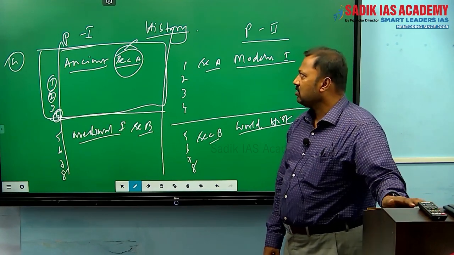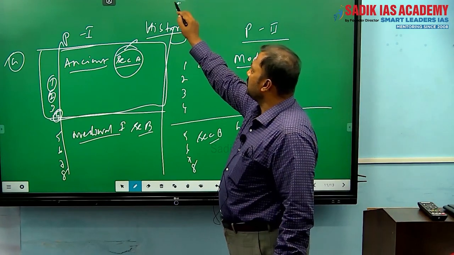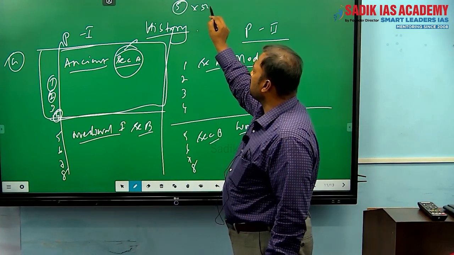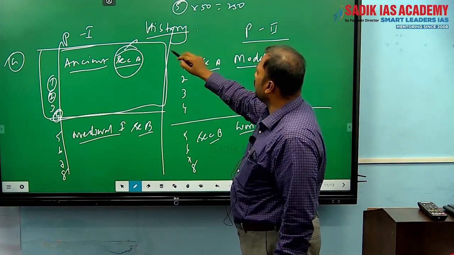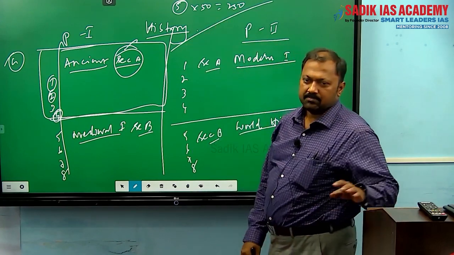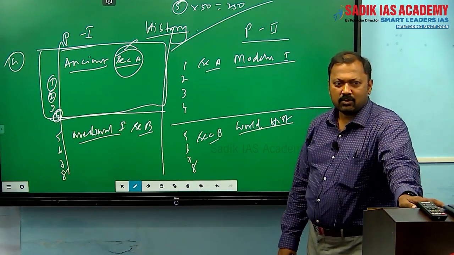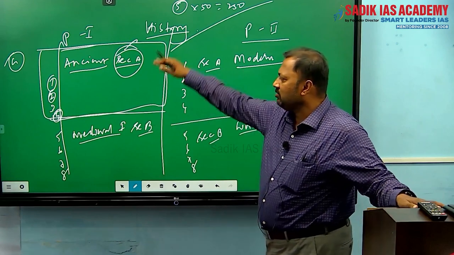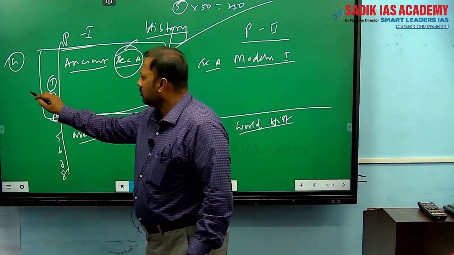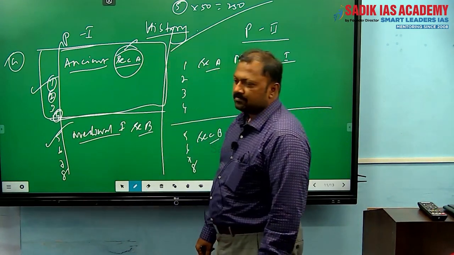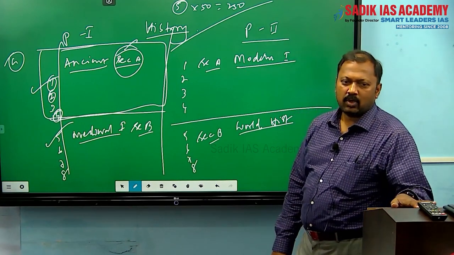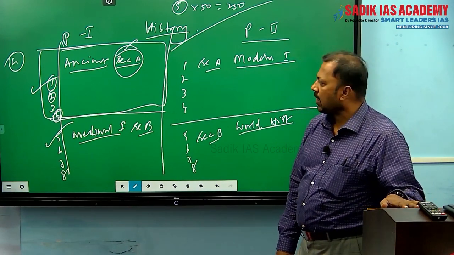I told you already, 5 questions you have to write. Each question is 50 marks. So, totally 250 marks for one paper, any one paper. And the 5 questions have to be chosen how? They are given instruction. Question number 1 and question number 5 are compulsory.